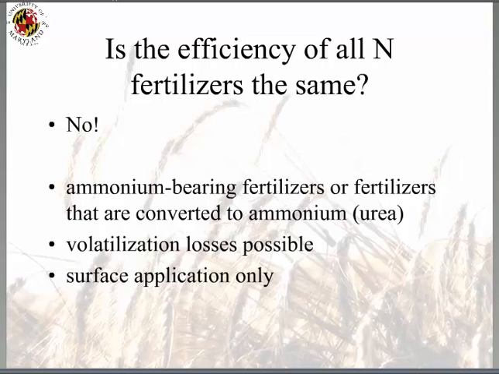Are all nitrogen fertilizers the same in terms of their efficiency, how much of the nutrient is taken up by the crop compared to what you put down? And of course the answer is no. If you put ammonium-bearing fertilizers or fertilizers that convert to ammonium on the surface and leave them on the surface, you can have volatilization losses. Okay? Dr. McGrath showed you yesterday that you can get volatilization from manure. You can also get volatilization from urea and from UAN if you apply it to the surface and leave it there. So no, the efficiencies are not the same.